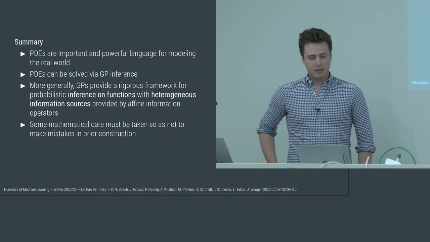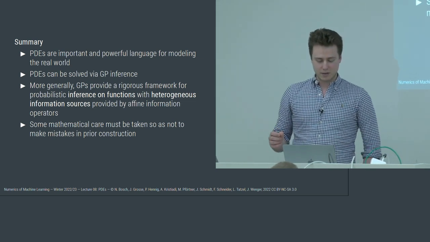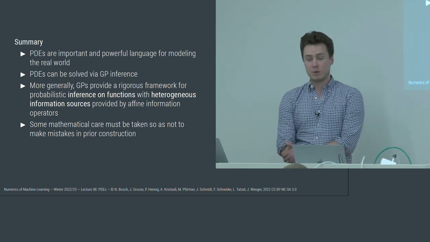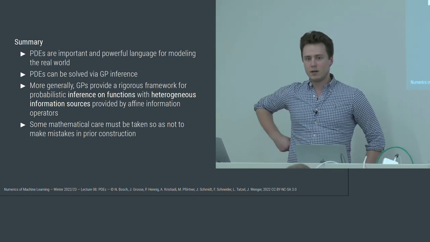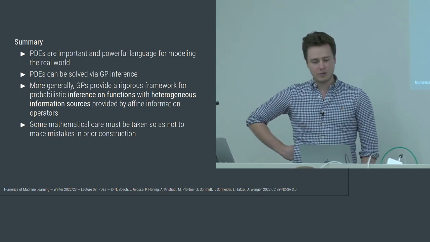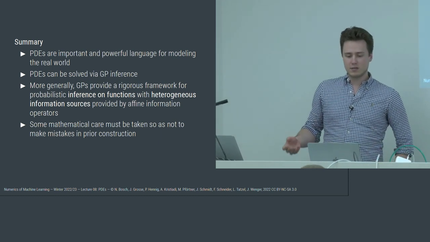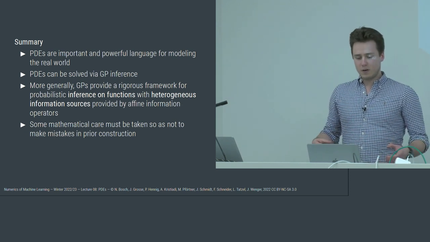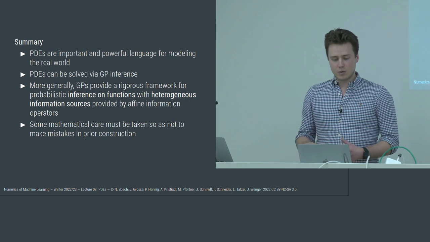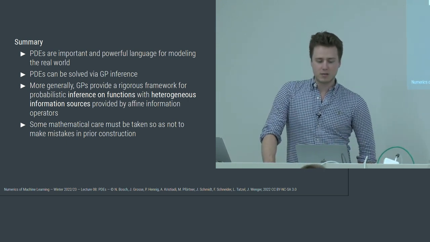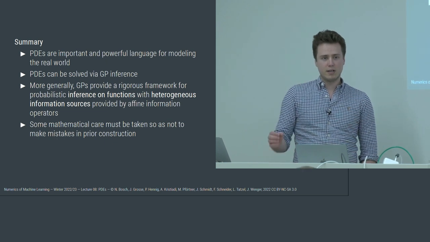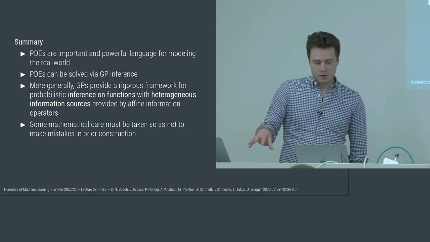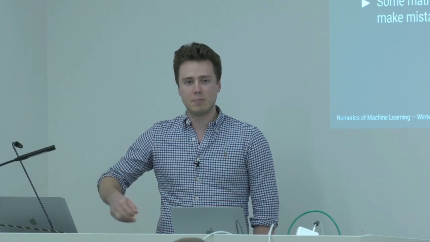With that, I come to an end. We've seen that PDEs are an important and ubiquitous language for modeling problems, physical problems specifically, but also problems from other domains in the real world. We have seen that we can use our recurring framework of GP inference to solve these PDEs. More generally, GPs provide a framework in which we can fuse very heterogeneous information sources into a single regression model by using these affine information operators. And in the end, we've seen that you need to take some mathematical care so as not to make mistakes in the model construction. But this mostly applies to the construction of the prior, and I've given you a shorthand for how to get a prior for a specific equation in practice.